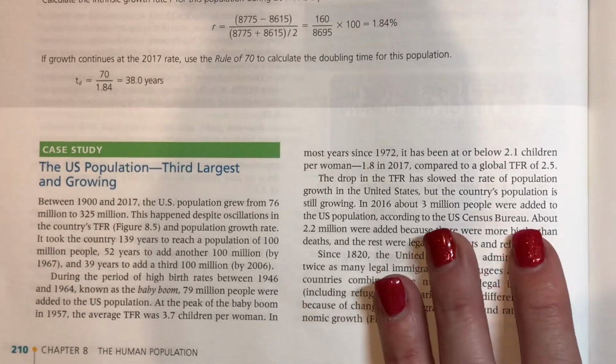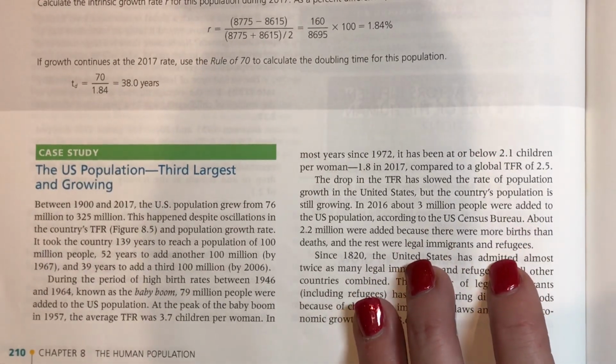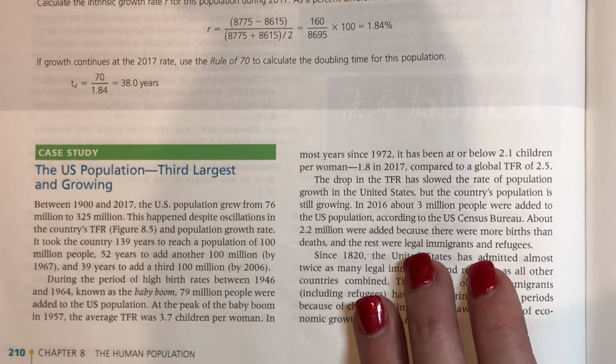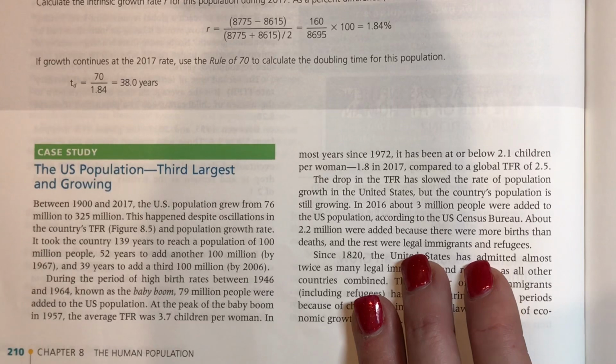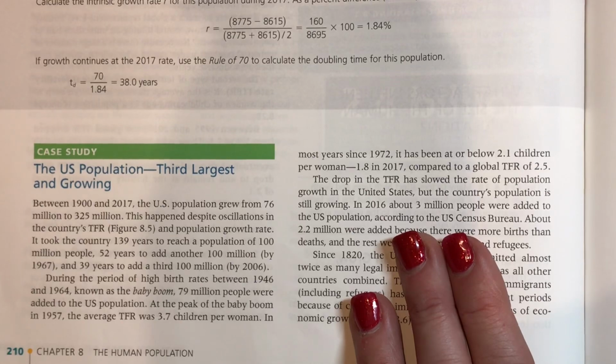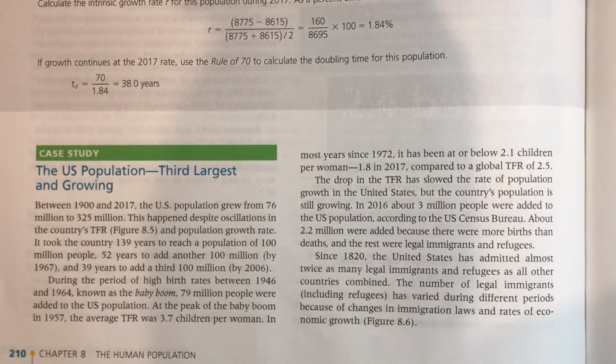It has slowed the population, but we're definitely still growing, and it's largely because of immigration and then also an increase in longevity. Your TFR can drop, but your population can still grow because if people aren't dying, you're still adding people to a population.